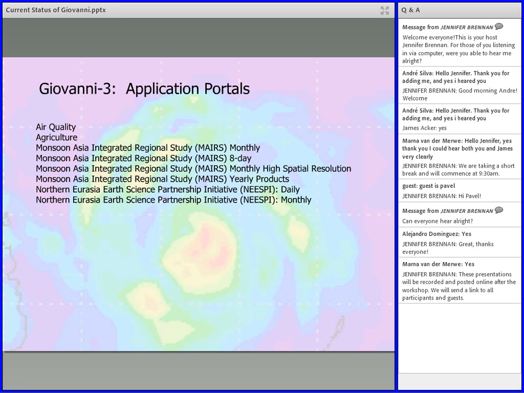And then one of the things that Greg Leptoukh worked on and collaborated with was the Northern Eurasia Earth Science Partnership Initiative, which is called NEESPI for short, and we still have data products for them. Now note too, if you look at these portals, that some of the data in the portals can be found elsewhere. Some of the data is from MODIS, from AIRS, and things like that.